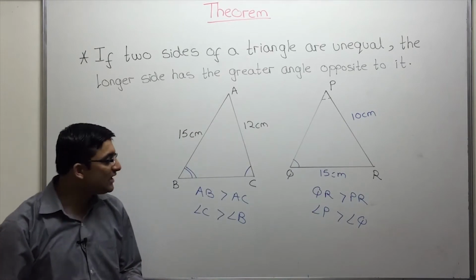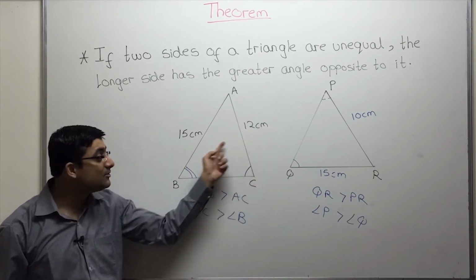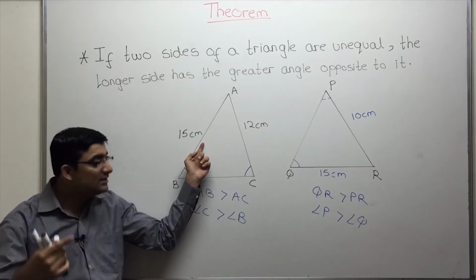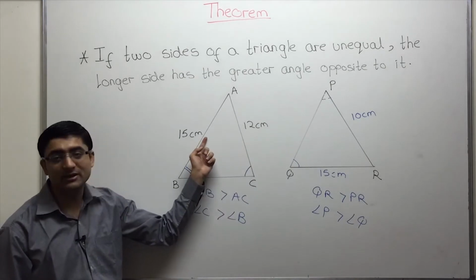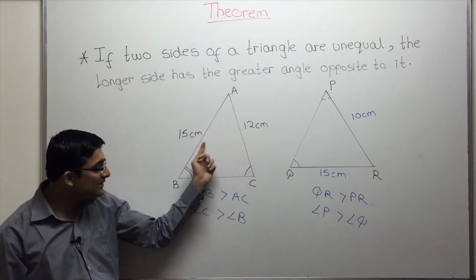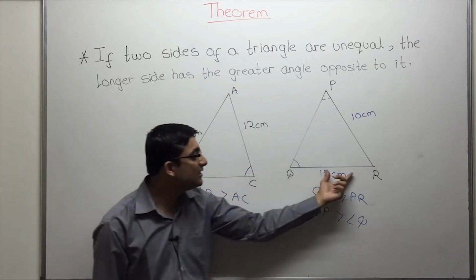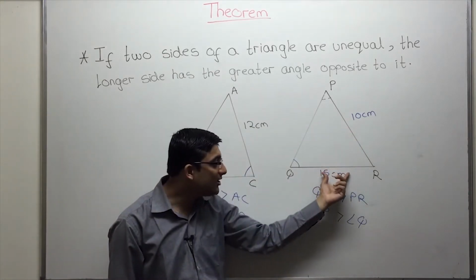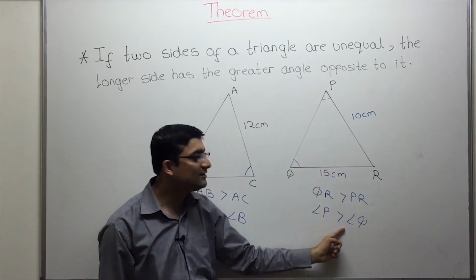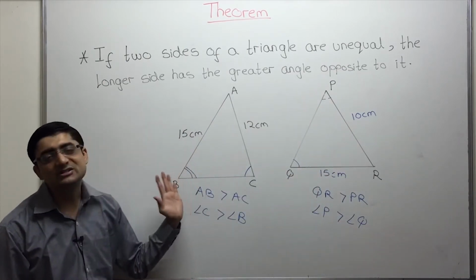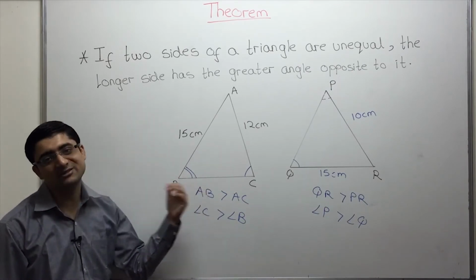So remember, whenever you have a triangle in which you have two unequal sides, that means the angle opposite to the longer side will be bigger than the angle opposite to the shorter side. Between AB and AC, which is longer? AB. So AB is longer than AC. That means angle opposite to AB is greater than angle opposite to AC. Similarly here, QR is greater than PR. So angle opposite to QR, that is angle P, is greater than angle opposite to PR, that is angle Q. So this is what is meant by this theorem. So in the next video, let me show you how to prove this theorem mathematically.